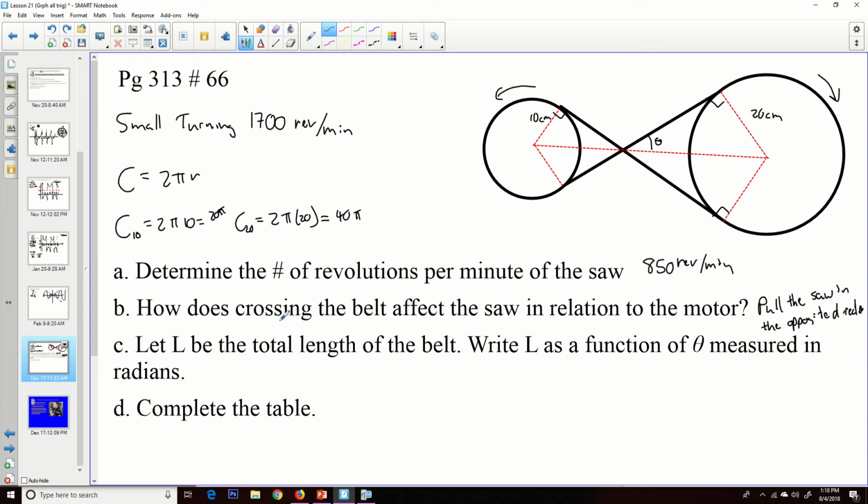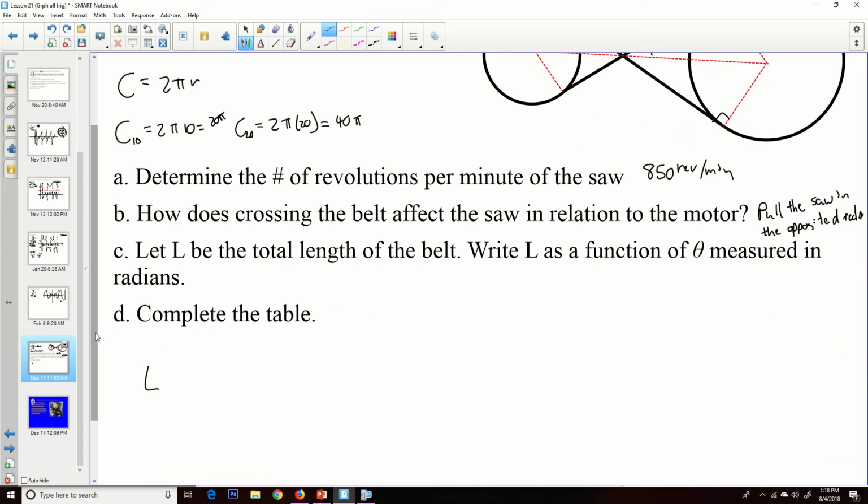All right, let L be the total length of the belt. Write L as a function of theta measured in radians. So what they're saying is theta will change dependent upon how long this line that goes from the center to the center is. If they're further away, the belt will be longer, but the angle will be smaller. So we want to find the full length of this thing, and I'm going to call it L.